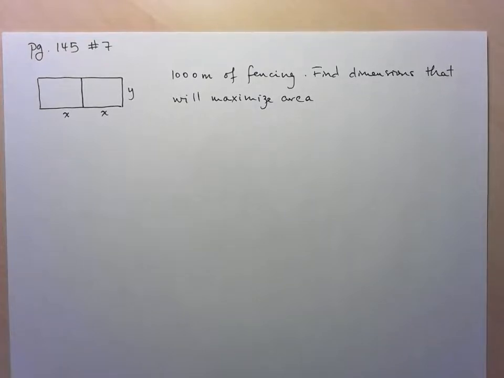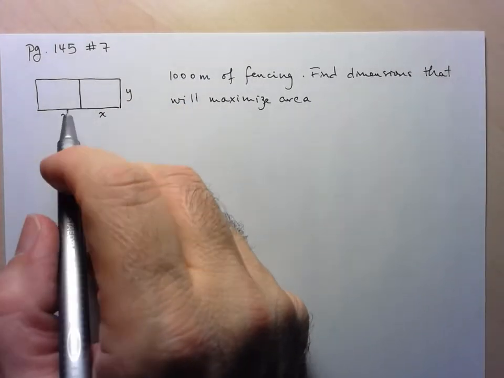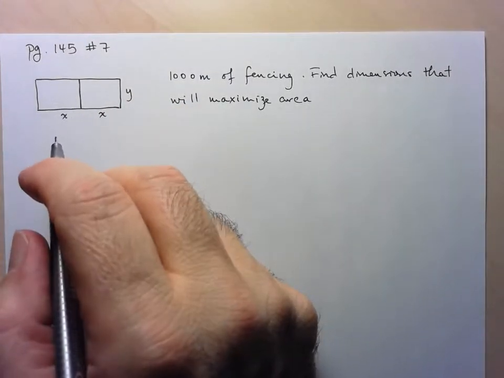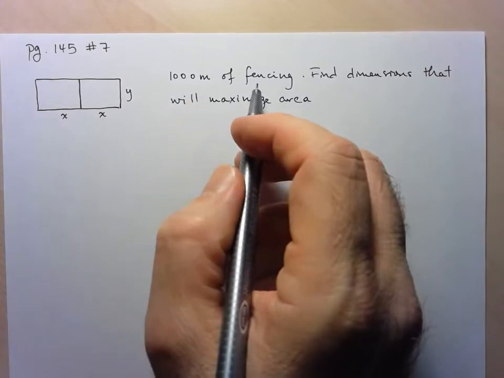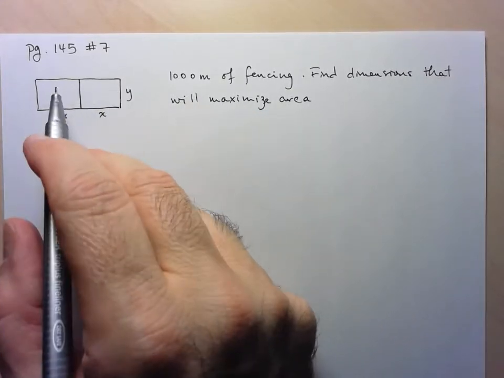Hi folks, we're going to take a look at the solution to number 7 from page 145. They give us this enclosed region that's split into two equal parts, and they tell us that we have 1,000 meters of fencing, and we want to find the dimensions that will maximize area.